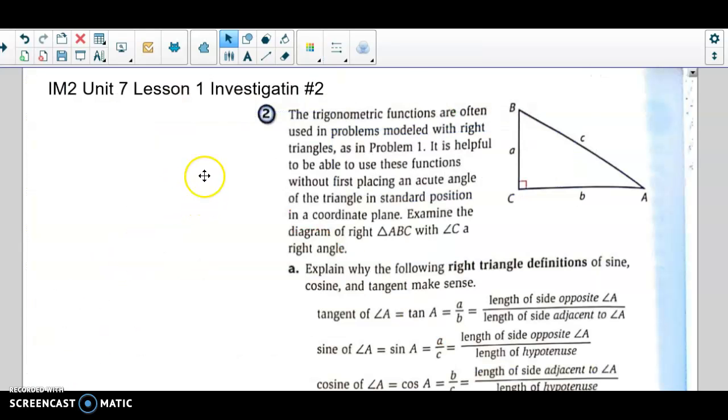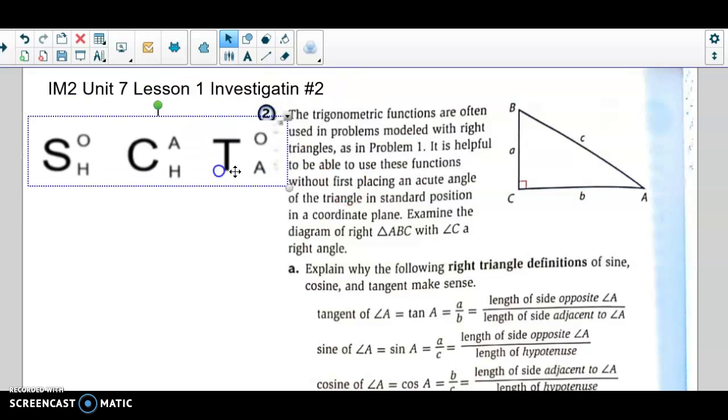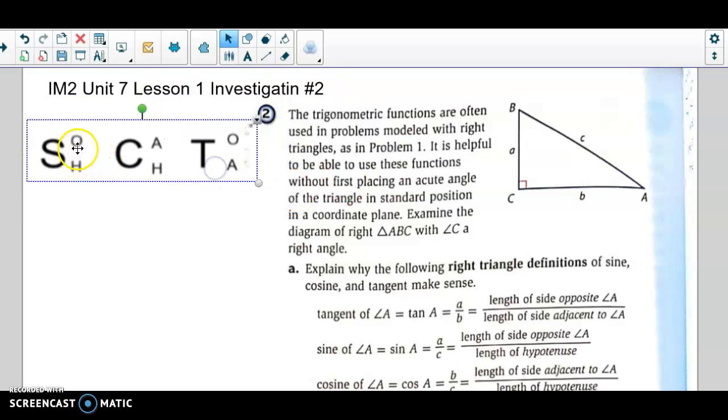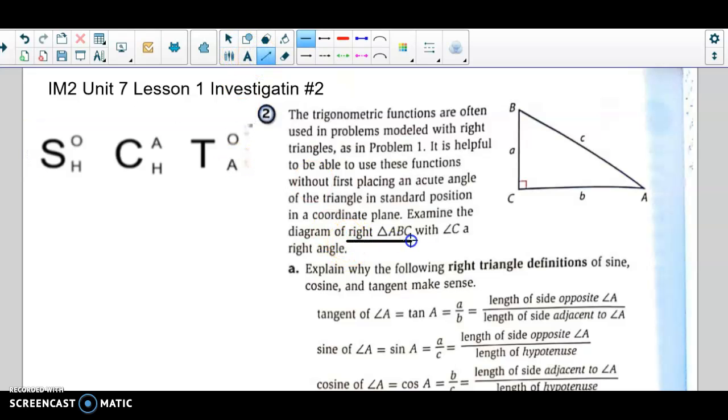All right, so SOHCAHTOA just means that our sine function is the opposite side over the hypotenuse. The cosine is the adjacent over the hypotenuse, and tangent is the opposite over the adjacent. And this works for any right triangle, okay? We're going to be looking at this right triangle here.